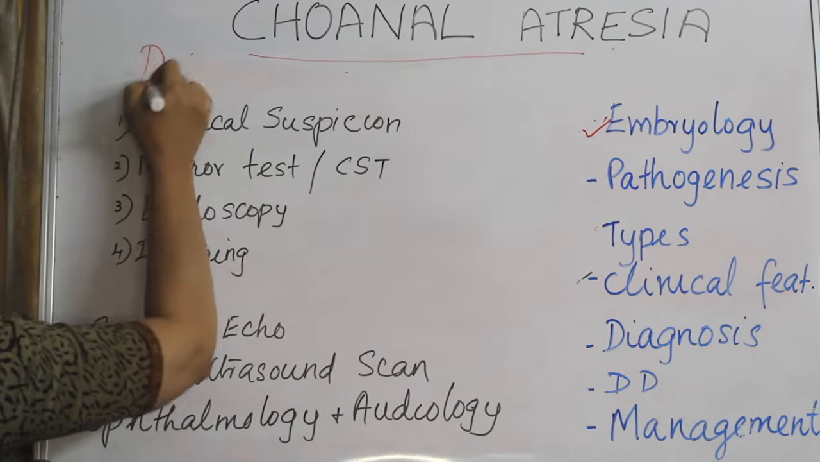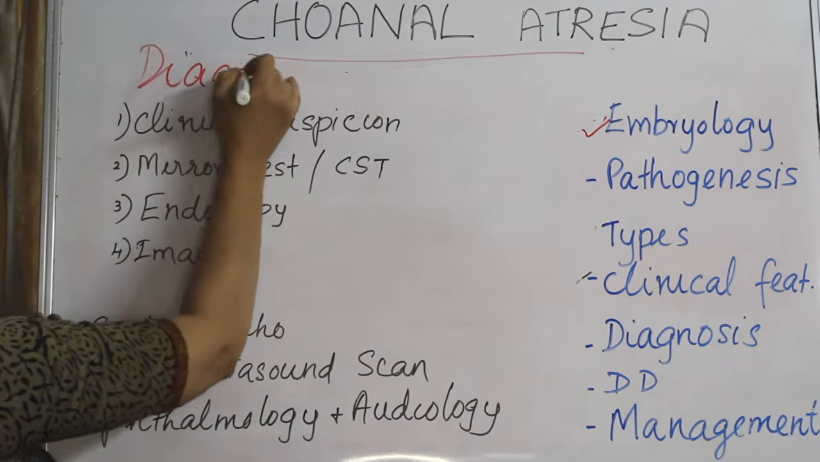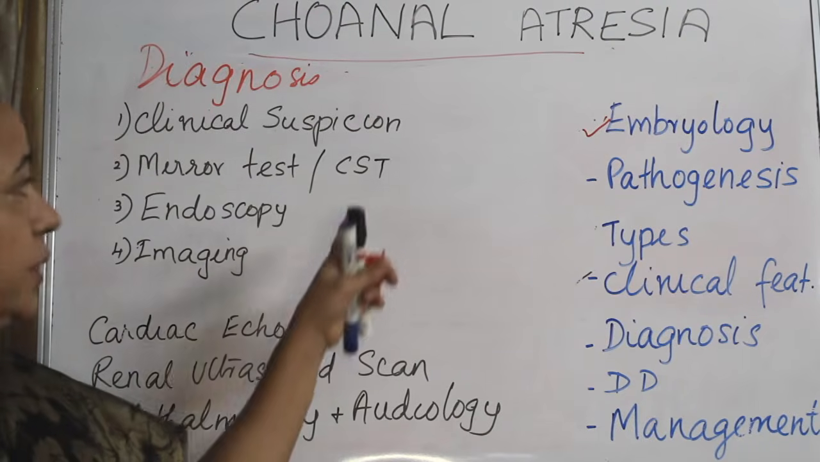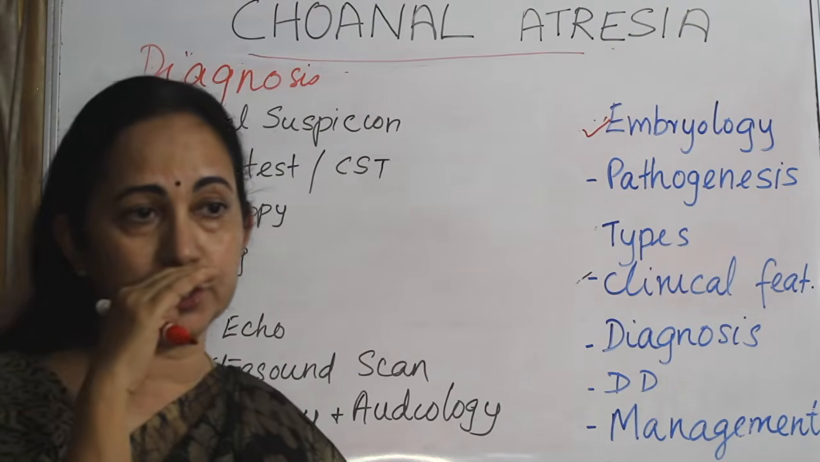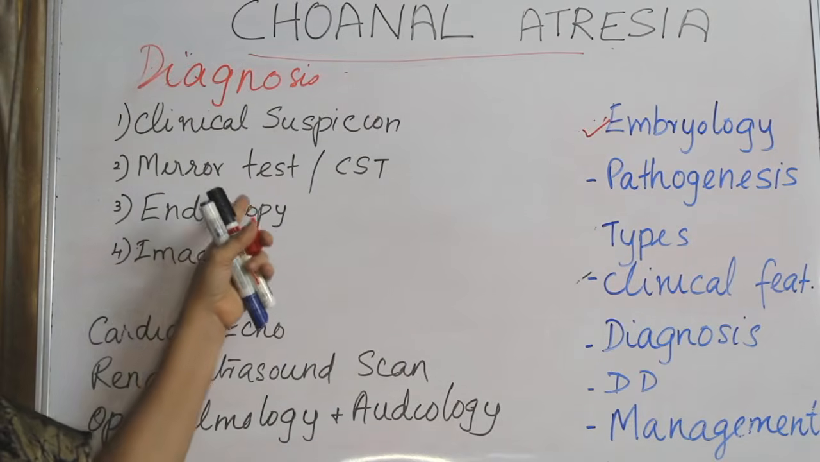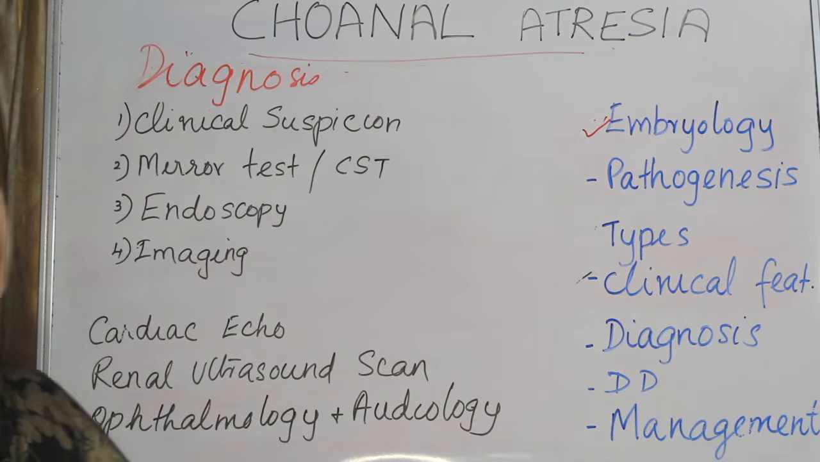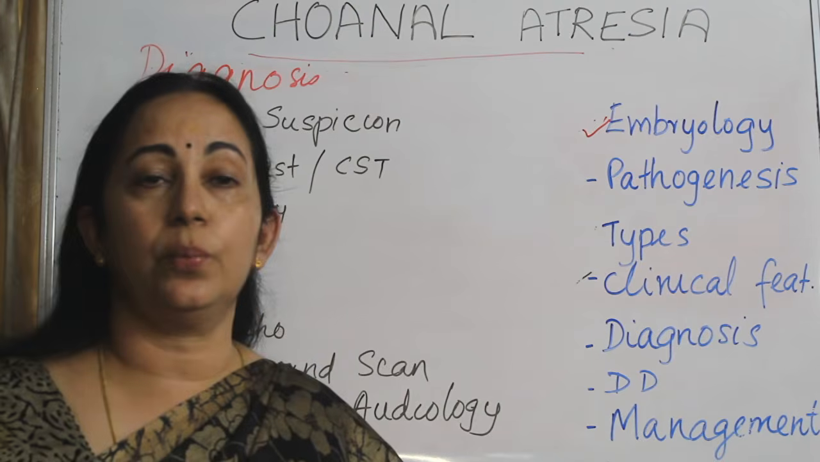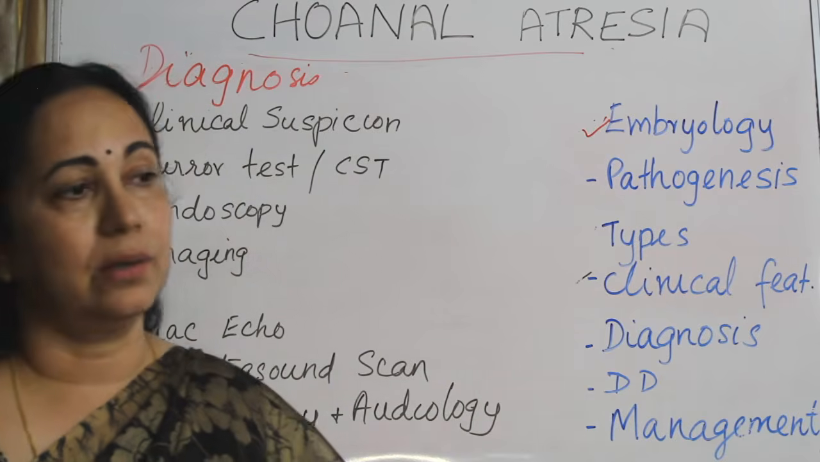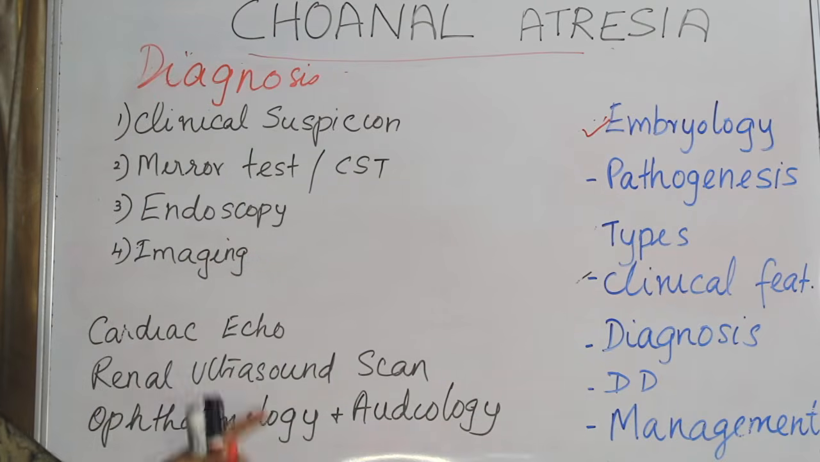So the diagnosis is mainly by clinical suspicion, and you can do a mirror test or cold spatula test. Keep a cold spatula and look for the fogging. That's also the mirror test. Then endoscopy, that is diagnostic nasal endoscopy, is the gold standard in the diagnosis. You can actually see the presence or absence of choanal atresia.